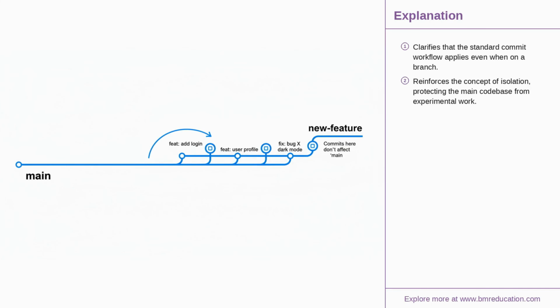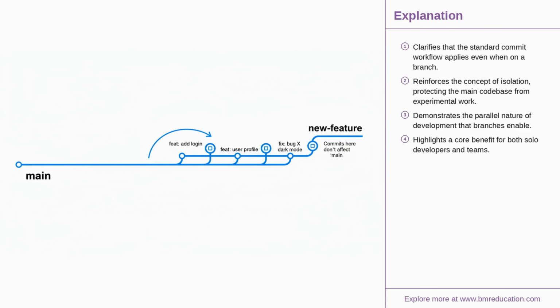Working on a branch is just like working on the main project. You still make commits to save your progress. The key difference is that your new history is being built on this separate line of development. The main branch remains untouched, stable, and ready for release, while you perfect your new feature in isolation.